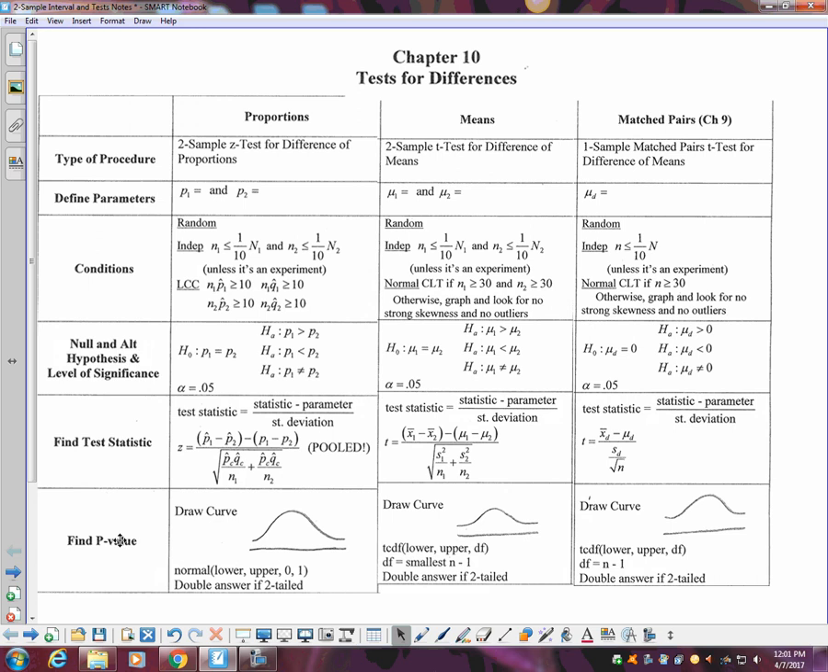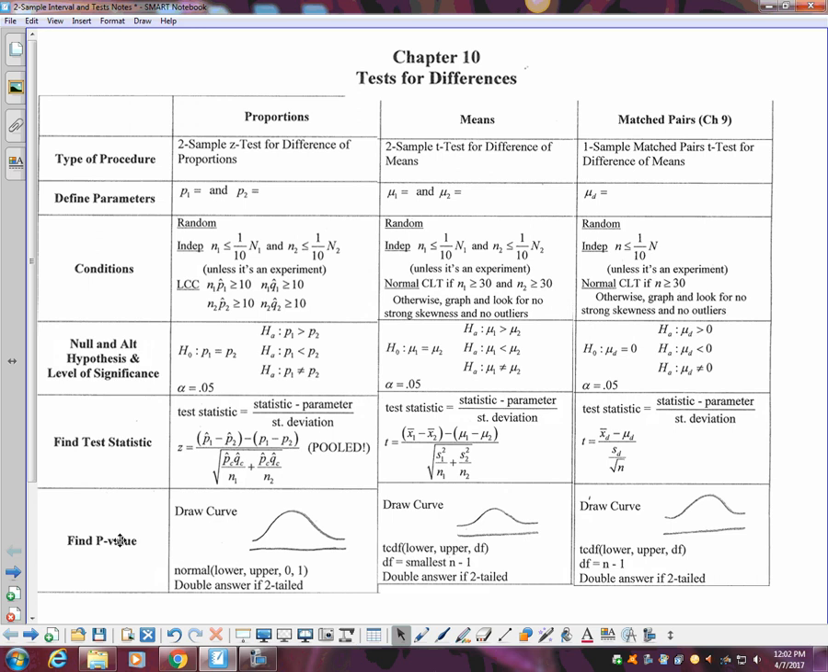Large counts conditions for proportions. Just be very particular about whether your P's and Q's have hats on them or not. If it is sample data, which most of the time it is, then your P's and Q's need hats on them. If for some reason you're doing a problem and you have population data, then you don't put hats on your P's and Q's. So you need both those to be bigger than 10.